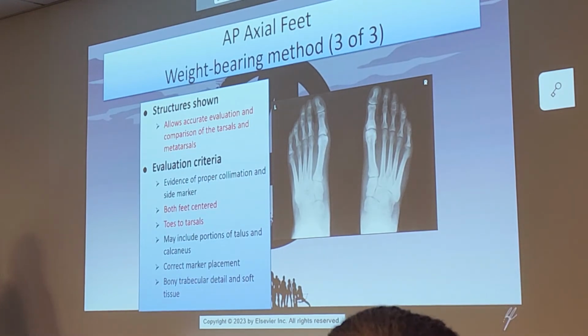Okay. She has a question. Yes. What is bony trabeculae? Bony trabeculae is the bony detail, like the little porous indentations in the bone, the little details.